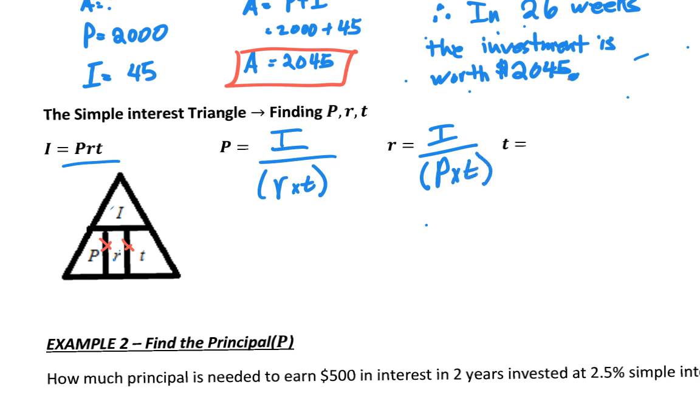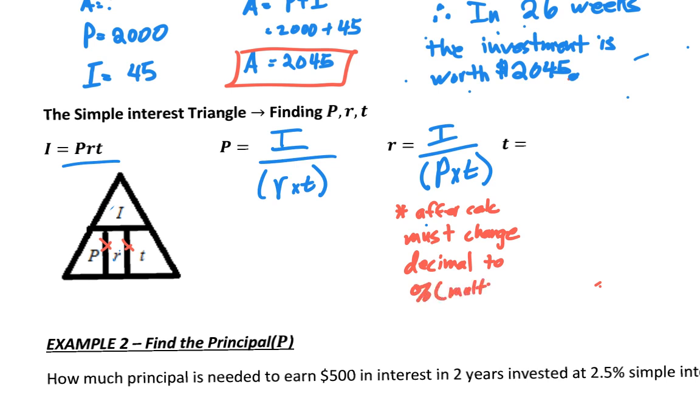Now, let's put a little addition. After we find our rate, we must, after calculation, change to a percentage. Change the decimal to a percentage, i.e. multiply by 100%.